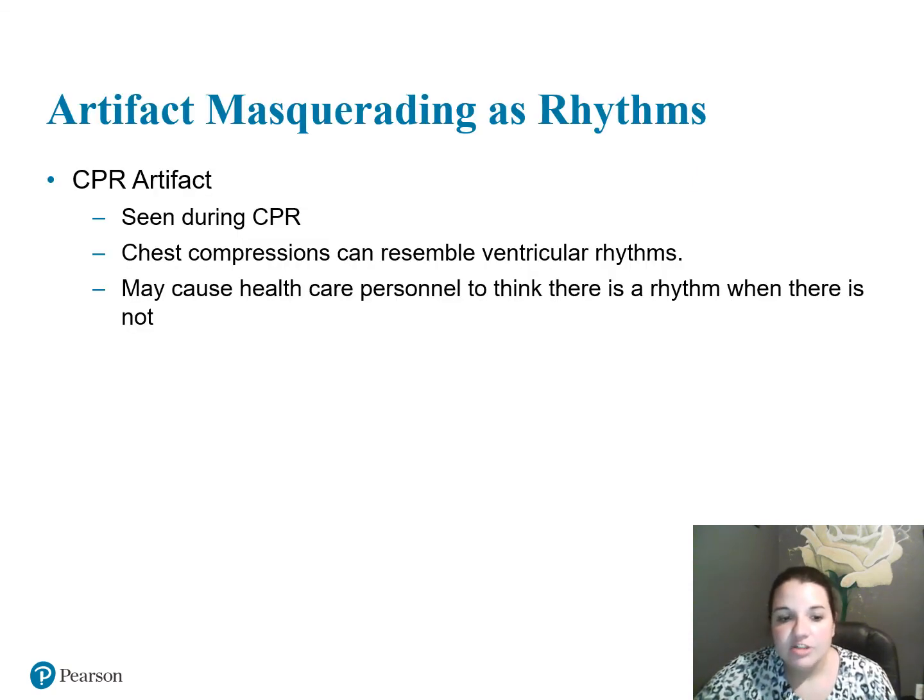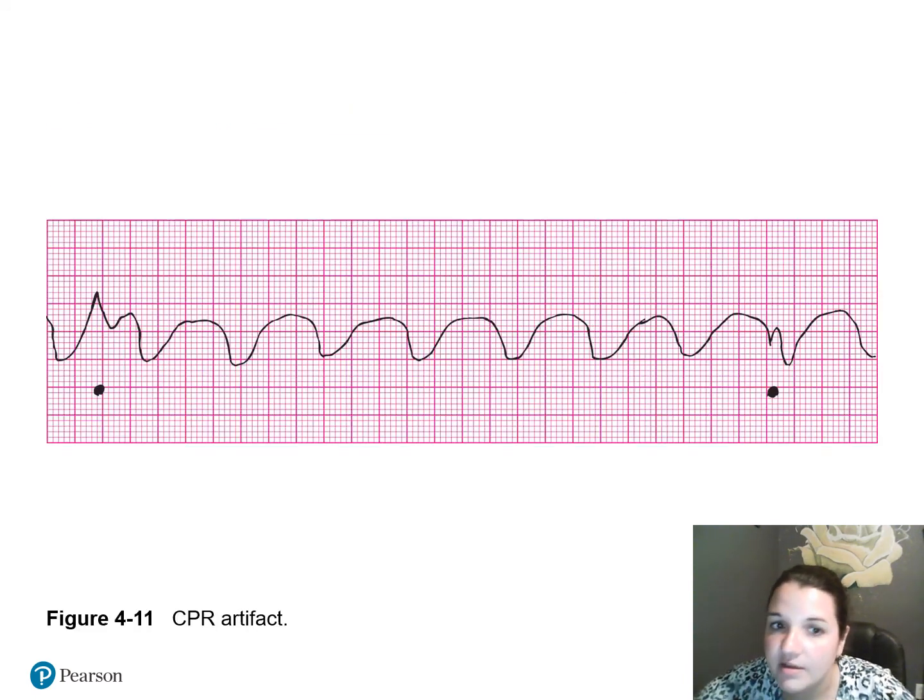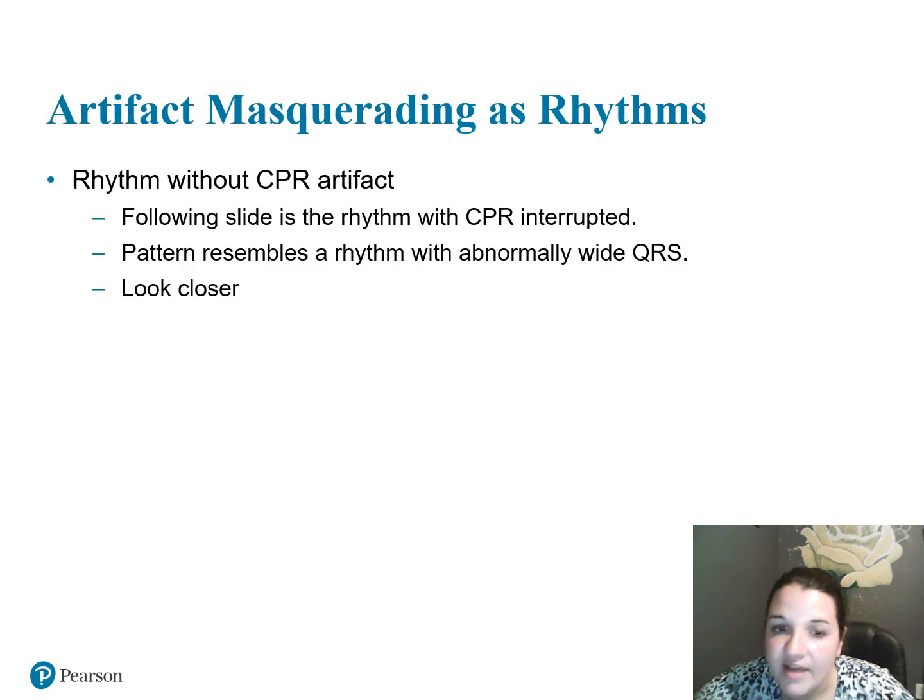We also have what's called your CPR artifact, seen during CPR. Chest compressions can resemble ventricular rhythm. Whenever somebody is doing CPR, we're trying to get them back to breathing, but also we want to keep their heart pumping and their blood circulating so that they don't lose any kind of function in the rest of their body. The chest compressions can resemble the ventricular rhythms, and it may cause the health care personnel to think that there's a rhythm when there is not. Here is your CPR artifact. So you can imagine pressing on somebody, going up and down on their chest. This would be an artifact on the machine.